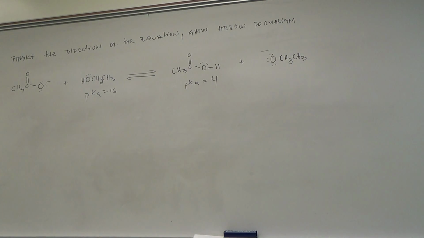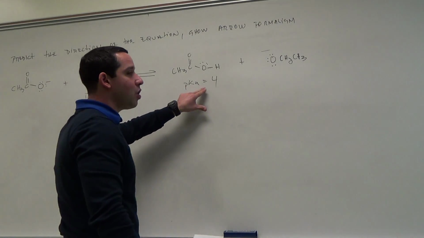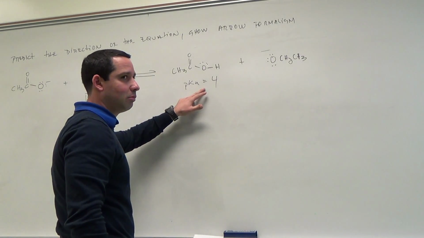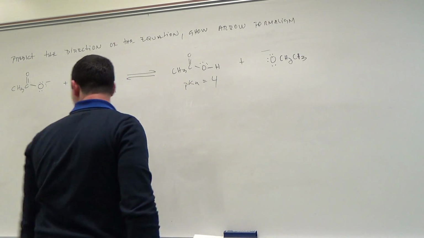Where is it going to go? I just told you where it was going to go. It goes to the stronger acid. It will go away. Whatever is stronger, it will go the opposite way. Okay, so it's going to the left, reverse. Because this is a stronger acid, it will act like a what? Conjugate base?